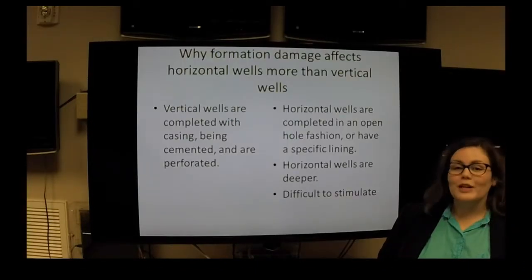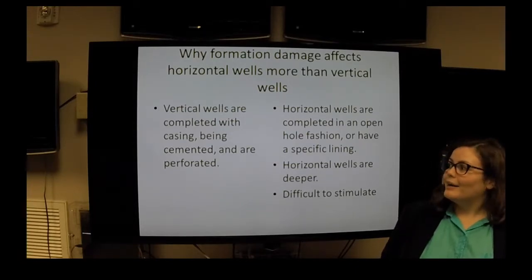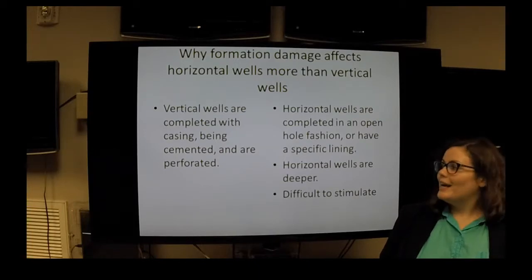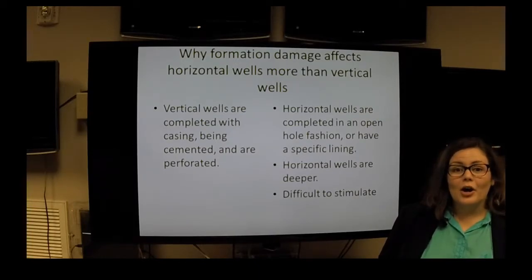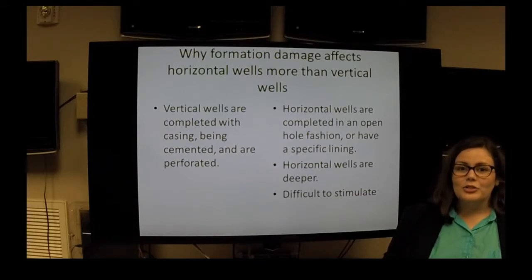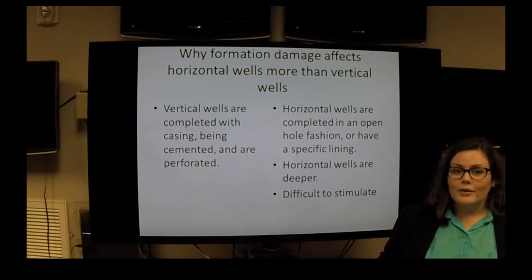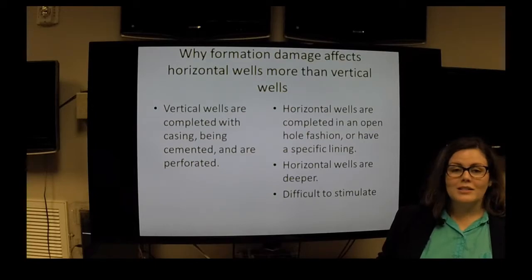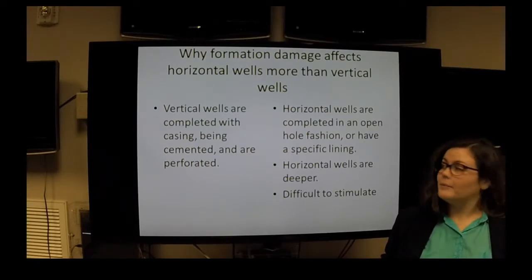Why does formation damage affect horizontal wells more than vertical wells? Vertical wells are usually completed with casing that is cemented and perforated, making it harder for damage to seep in and cause clogging, while horizontal wells are usually finished open hole or with a specific lining that is either perforated or has holes in it, causing damage to happen more easily.